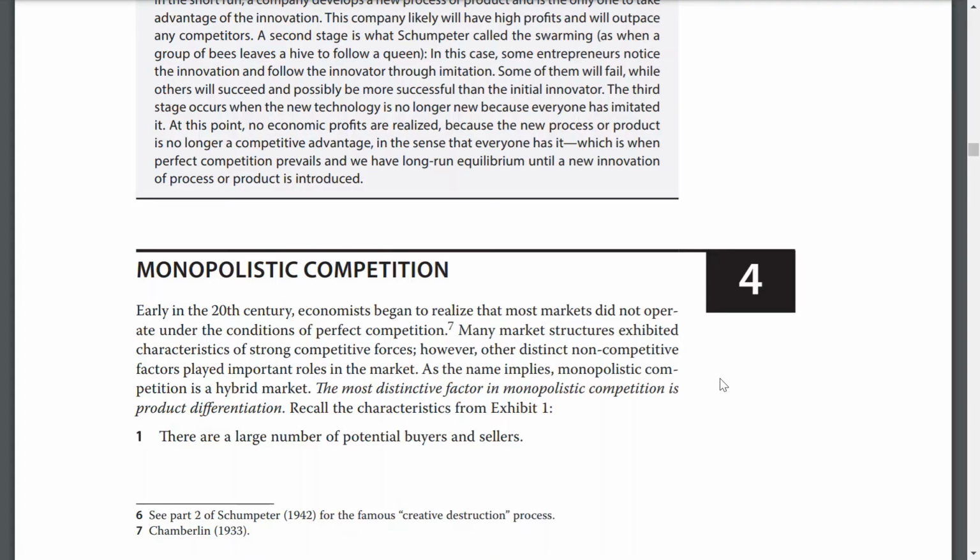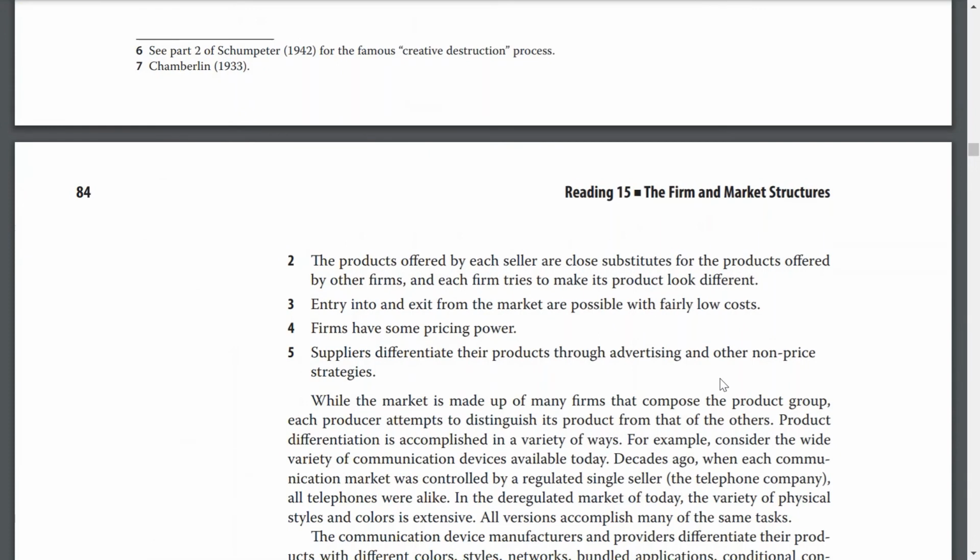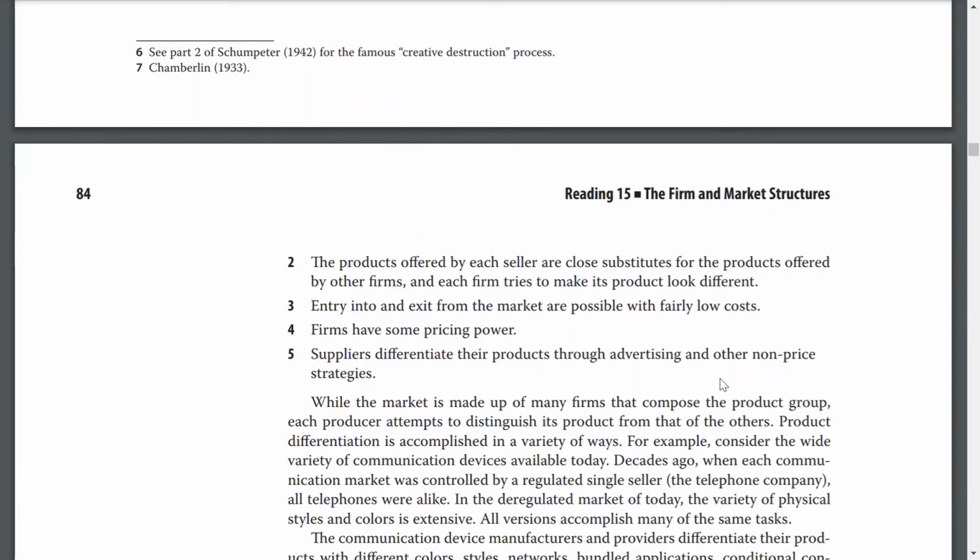Many market structures exhibit characteristics of strong competitive forces. However, other distinct competitive factors played important roles in the market. As the name implies, monopolistic competition is a hybrid. One of the most distinctive factors of monopolistic competition is product differentiation. Recall the characteristics from Exhibit 1. There are large numbers of potential buyers and sellers. The products offered by each seller are close substitutes for those offered by other firms, but each firm tries to make its product look different.